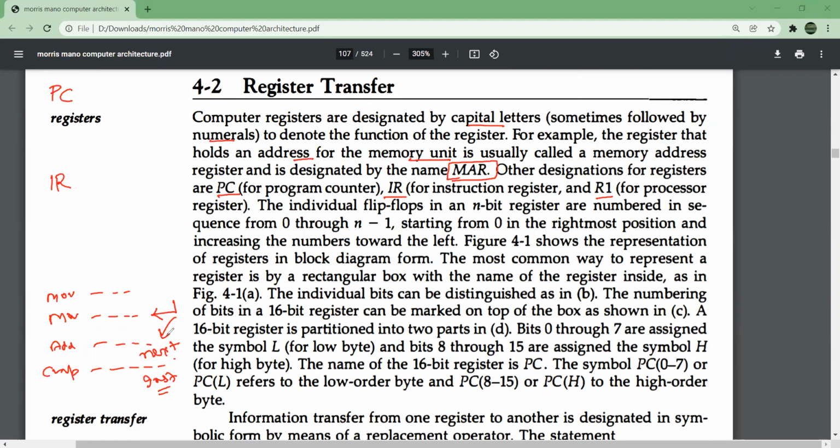So the address of the next instruction, आपको जो next instruction execute करनी है, the address of the next instruction to be executed is contained in the special register called PC, that is called the program counter. And I hope that you all are noting it down, the type of registers that we are discussing. So address of the next instruction to be executed.